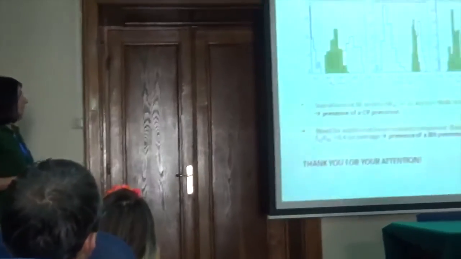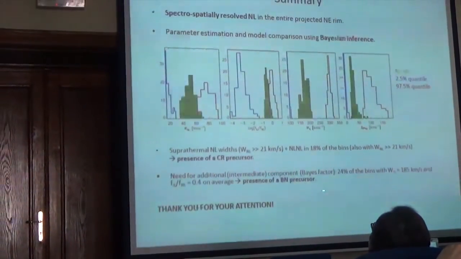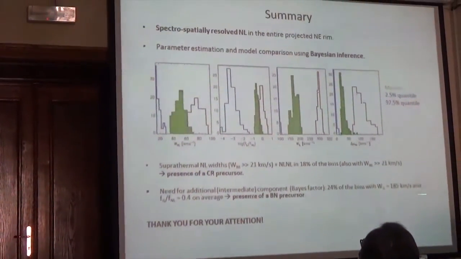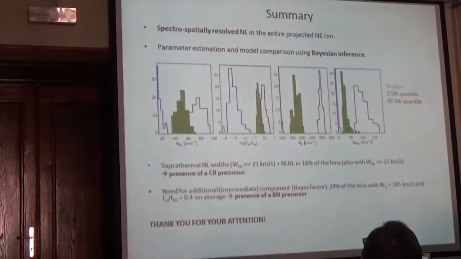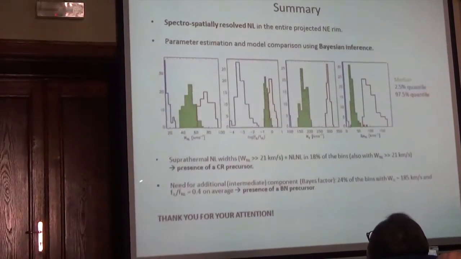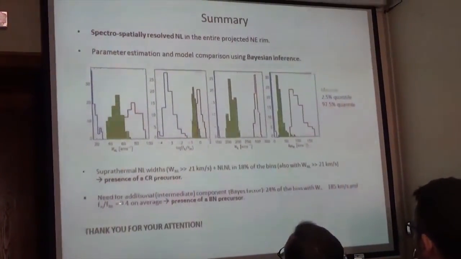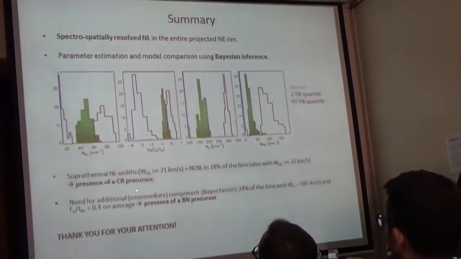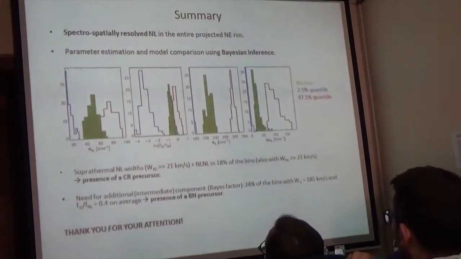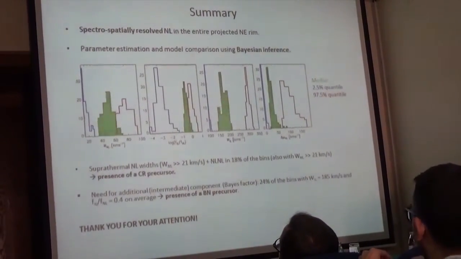Next, we find that we need an intermediate component in 24% of the bins. We find on average that the line width of the intermediate component is 185 kilometers per second, with the intermediate to narrow flux fraction of 0.4. And this is a hint or confirmation that there is a broad neutral precursor.